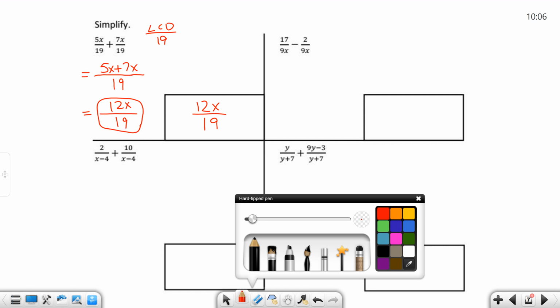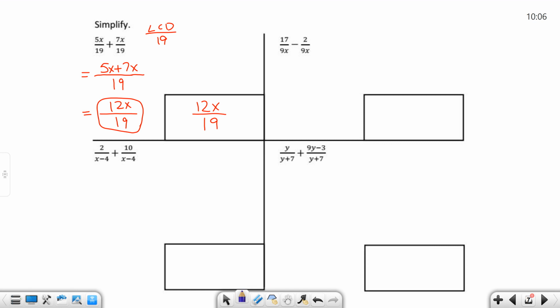And I put these boxes here for us to place our final answers in, much like my students would do on a test. The next one to the right of it, 17 over 9x minus 2 over 9x. Now this one, because it has x down here in the denominator, would have a restriction. All right? Anytime you put x in the bottom or a variable in the bottom, you have a restriction.